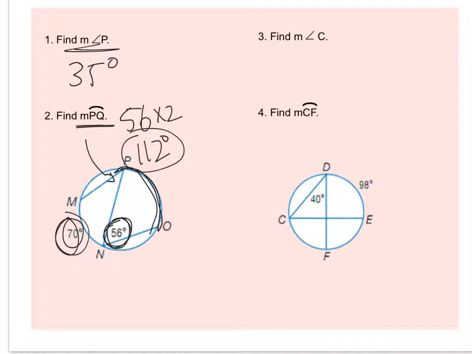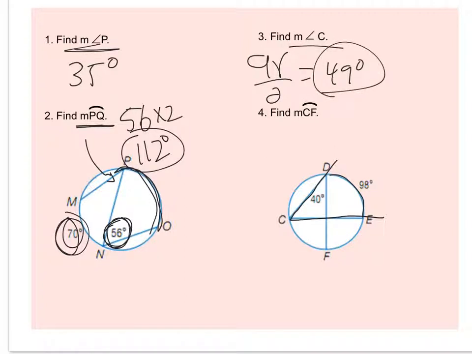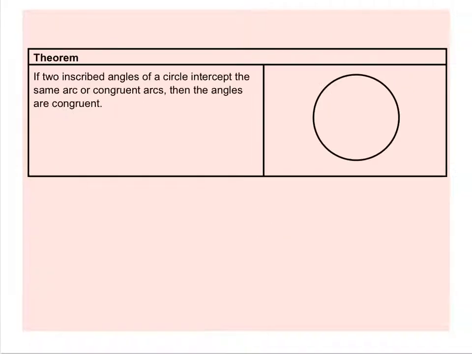Taking a look, figuring out angle C. Angle C comes from this arc, so that's going to be 98 divided by 2, so that's going to be 49 degrees. Arc CF is this one right here. This is coming from the 40 degrees, so that's going to be 80 degrees total.